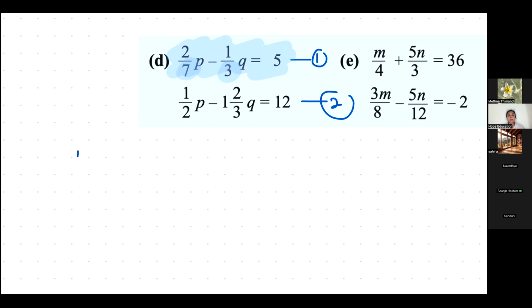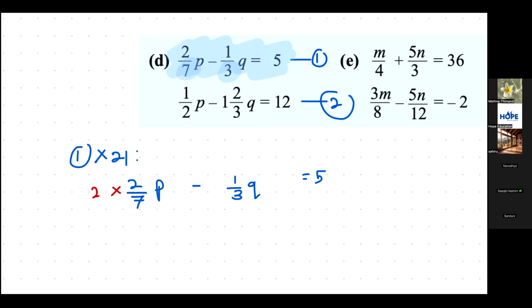So first equation, I'm going to multiply by 21, right? So first equation again, we have 2 over 7p minus 1 over 3q equals 5. And now this entire equation, I'm going to multiply by 21. So this term first I'm going to multiply by 21. මෙයාවත් 21 වලින් multiply කරනවා. මෙයාවත් 21 වලින් multiply කරනවා. Alright. So 2 over 7p I multiply by 21. 1 over 3q I multiply by 21. And 5 I multiply by 21. Now see here.